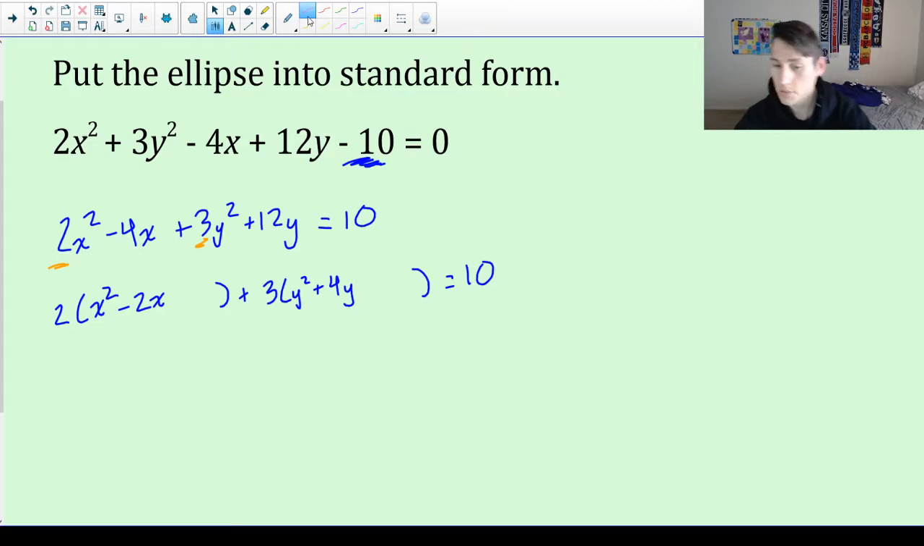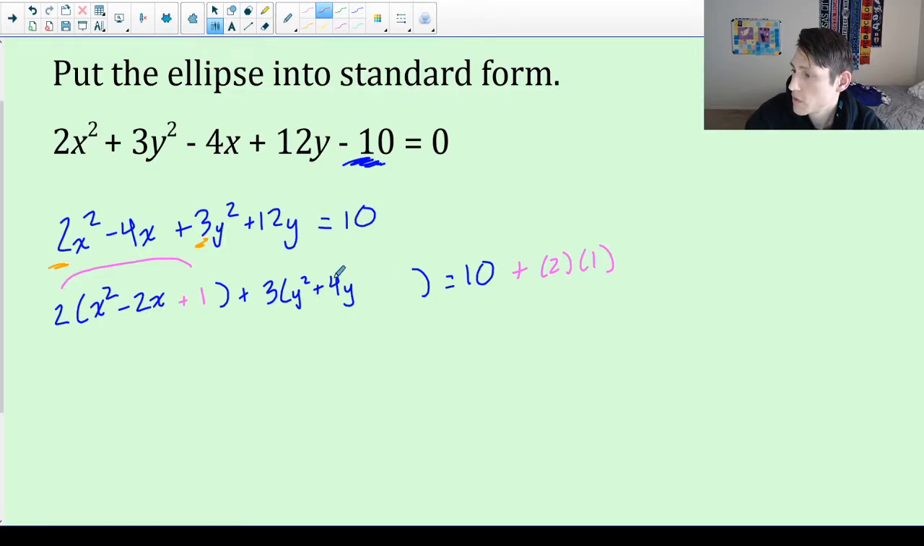So now we need to complete the square for both of our binomials here, turn them into trinomials. Negative 2 over 2 is negative 1. Negative 1 squared is 1. When we add that to the right side, we're not just adding 1, we're adding the 2 times the 1. Don't forget about that.